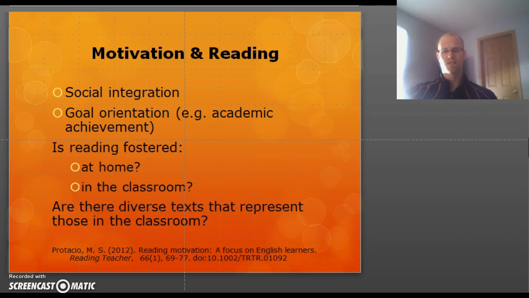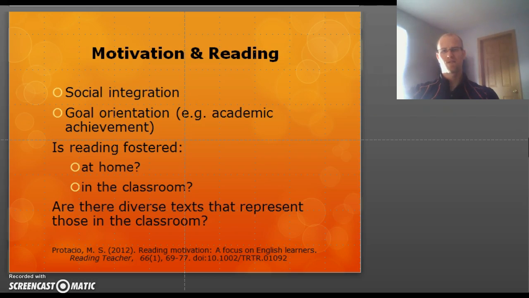When attempting to get your students to be more motivated to read, we need to think about social integration, and that social integration is a motivating factor for many students. For example, if a student wants to be more a part of the community in which he or she lives, then he or she is going to want to read more. Goal orientation is also known as instrumental orientation, in which the student is motivated to read because it will advance the academic achievement that is desired.